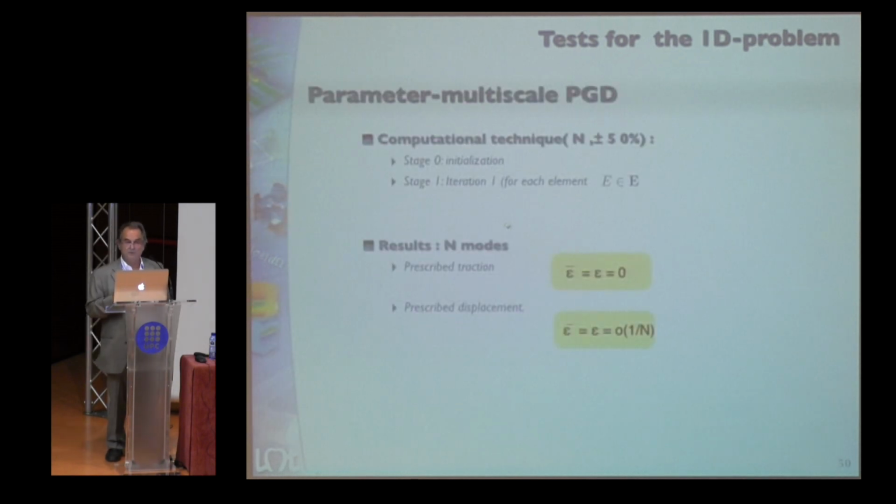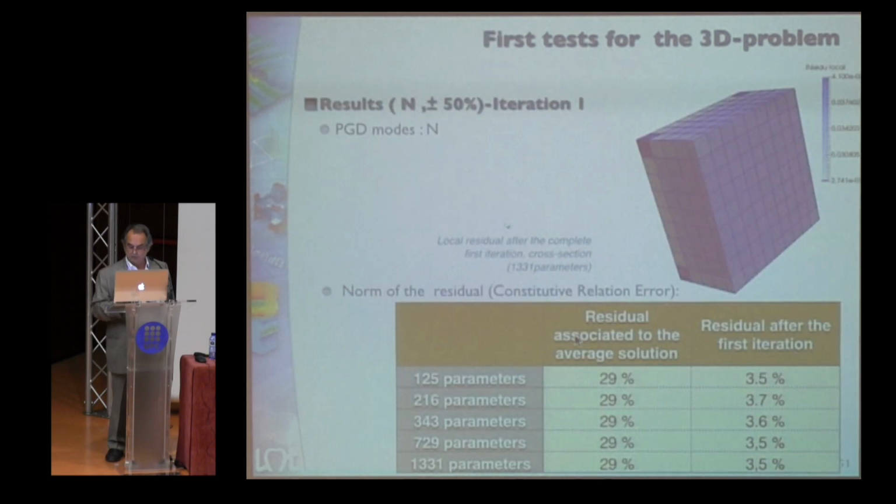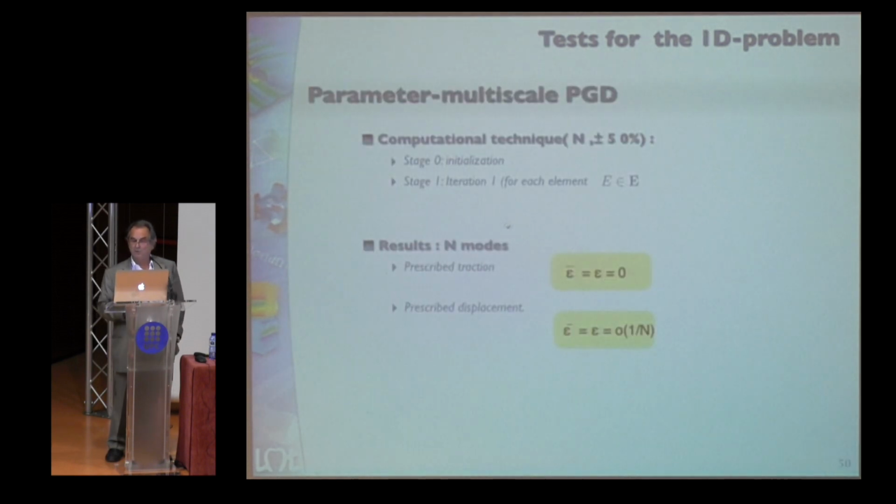For the 1D problem, with the parameter multiscale, after the first iteration, we get n modes. And for prescribed traction, the errors are equal to 0. And for prescribed displacement, it happens that the error is not 0, but the error tends to 0 with the number of parameters.